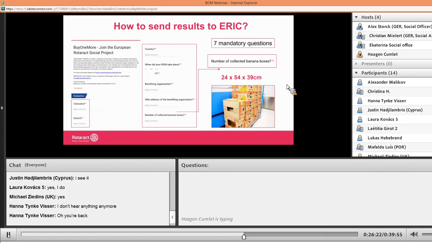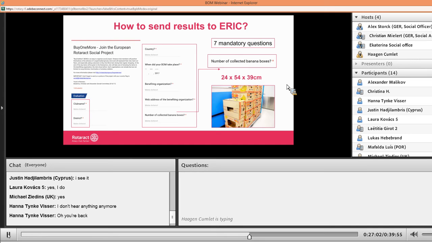Benefiting organization, as Alex explained, shelters, any benefiting organizations in your city, in your town. Web address of the benefiting organization, just to let us know that probably they published about their action, and we can get to know more about how it was organized, and maybe also take your experience as an example. And coming up to the next point, number of collected banana boxes.